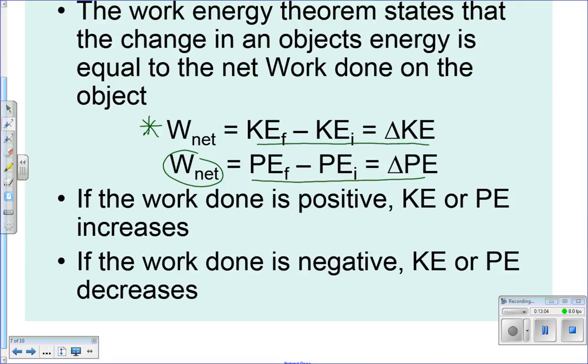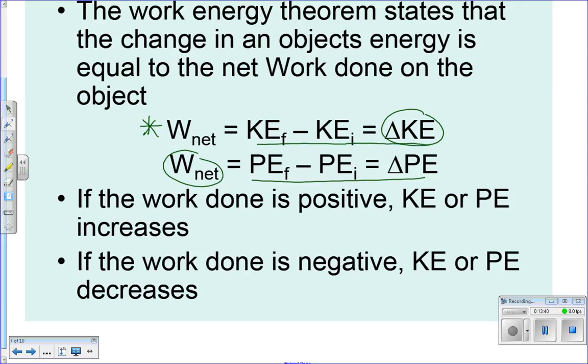If you push on something and cause it to start moving, whatever work you do on it, force times the distance that you push through, would be equal to its change in kinetic energy. So, if the work done on the object is positive, then its kinetic energy or potential energy is going to increase. If the work done on the object is negative, then its kinetic or potential energy is going to decrease.